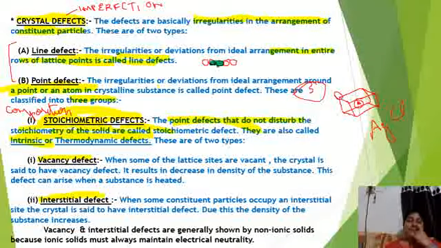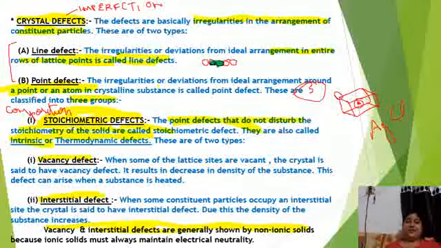These are the names given according to non-ionic solids. Vacancy and interstitial defects are shown by non-ionic solids. In ionic solids, they are termed by another name, which we will discuss later. Now, first of all, we will discuss vacancy defect.